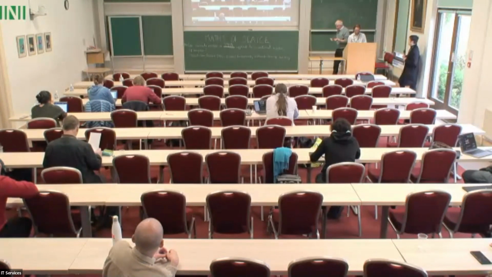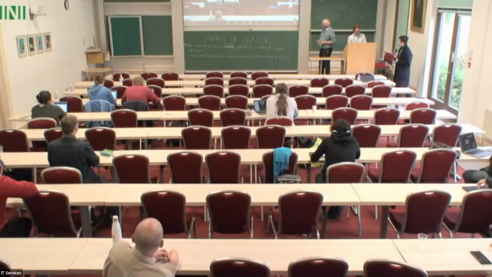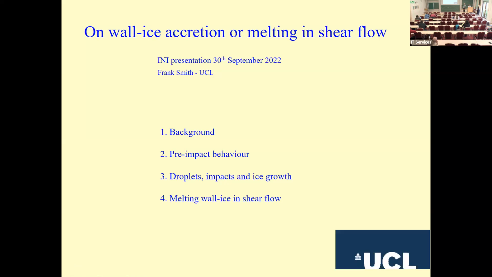Thank you. This is on aspects of icing in shear flow. We'll go through three items. First of all, background and pre-impact behavior, and something on droplets and ice growth. But the main focus is meant to be on the melting of wall ice as a last item.